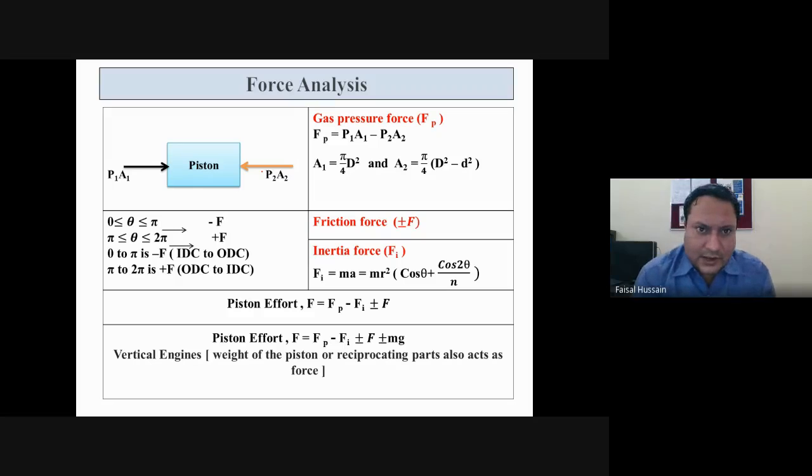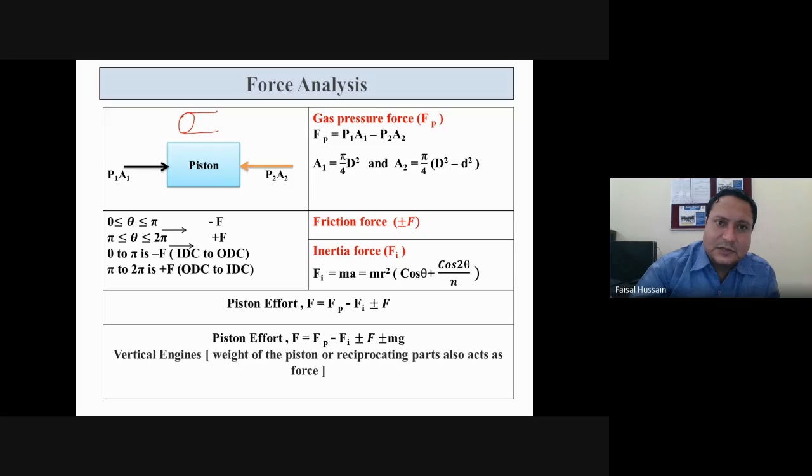Stress is what? Load by area. So what will be the load? Stress into area. Similarly, I can define pressure as force by area. So force will be pressure into area. So here P1A1 is the force which is acting on the free side, and P2A2 is the total force which is acting on the connected side. If I draw a free body diagram, it is like this. This is my piston.